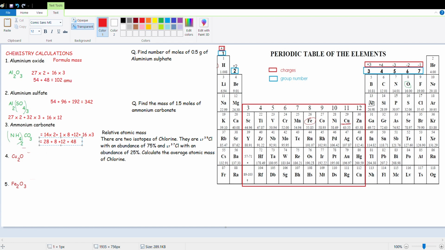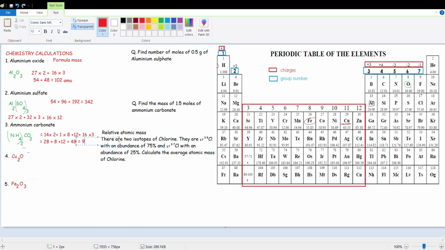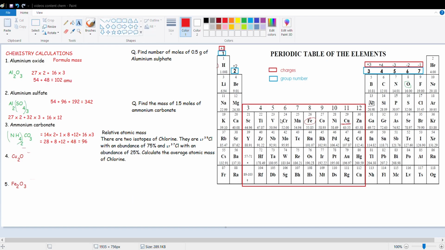48 plus 12 is 60, 68 and 88, 96 I believe, but this is just a quick calculation. Yes, I will definitely use a calculator to make sure my answer is correct. I'm just doing that now on my other screen. So 28 plus 8 plus 12 plus 48, and that's 96, correct. So we got this answer here.